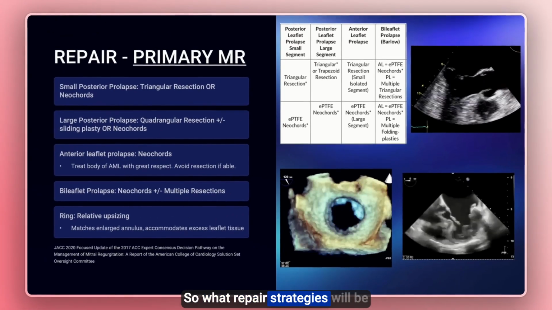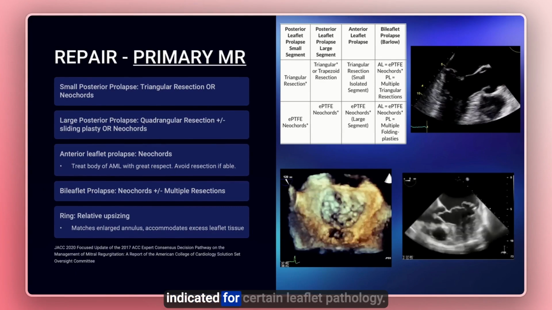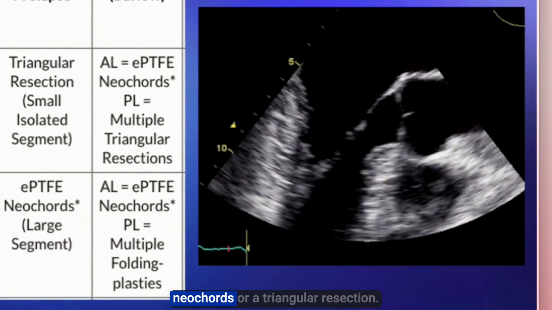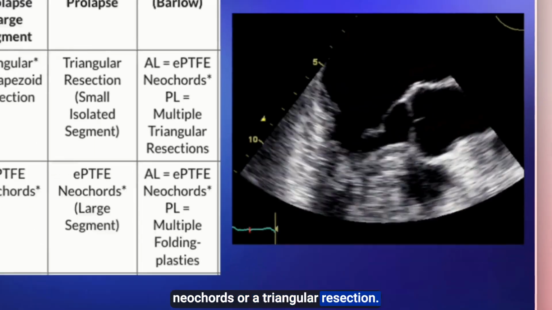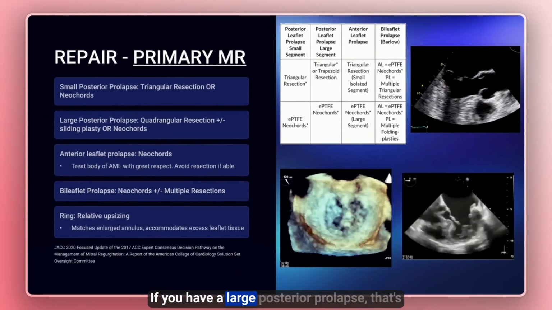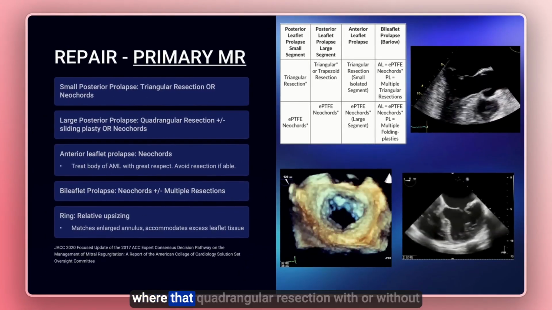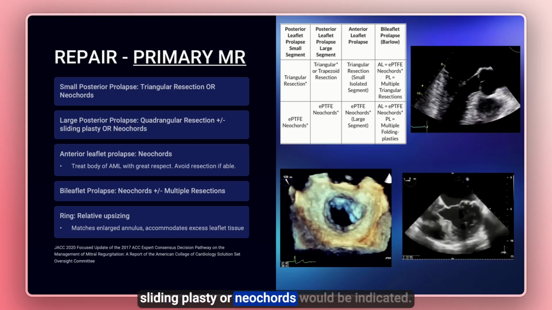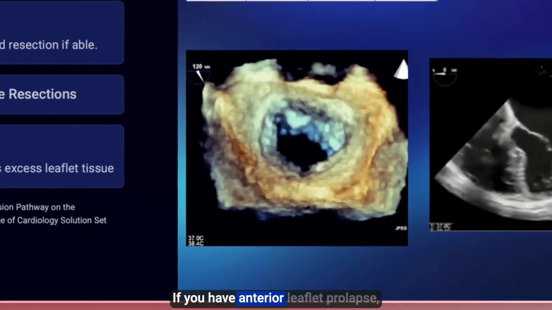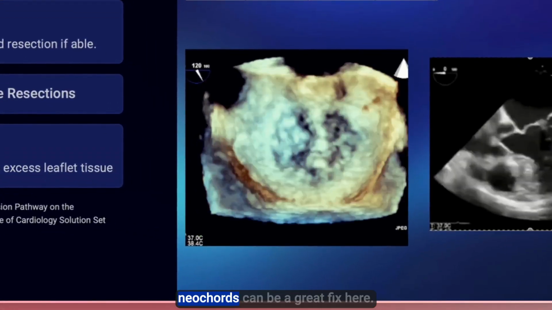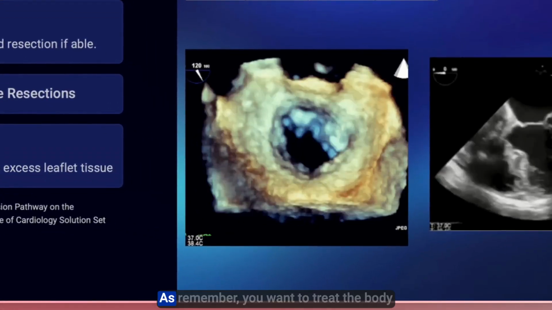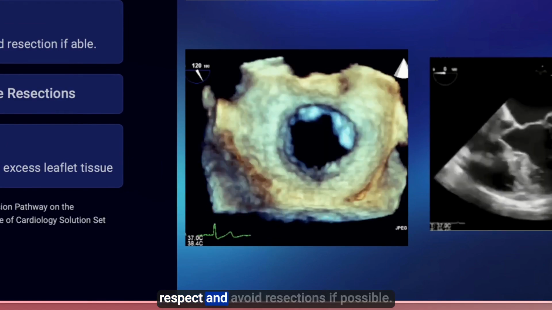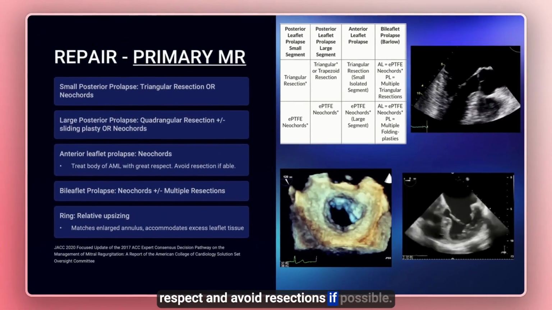So what repair strategies will be indicated for certain leaflet pathology? If you have a small posterior prolapse, neocords, or a triangular resection. If you have a large posterior prolapse, that's where that quadrangular resection with or without sliding plasty or neocords would be indicated. If you have anterior leaflet prolapse, neocords can be a great fix here, as remember, you want to treat the body of the anterior mitral leaflet with great respect and avoid resections if possible.